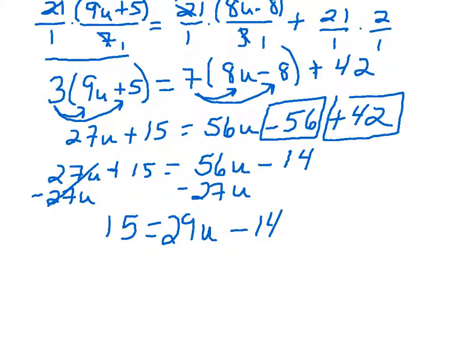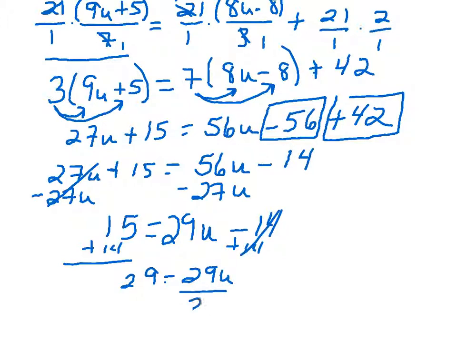Bam, we're down to our two-step equation, so we're going to add the 14 to the other side. That's going to give us 29. Another beautiful answer we're going to end up with here, huh? So now our last step is to divide both sides by the 29. And then our u is going to simply be 29 divided by 29 is 1.